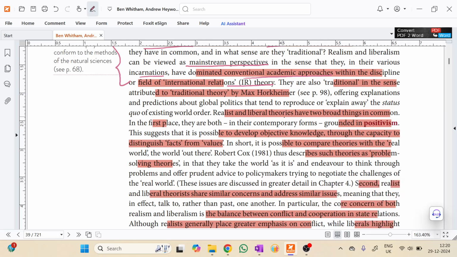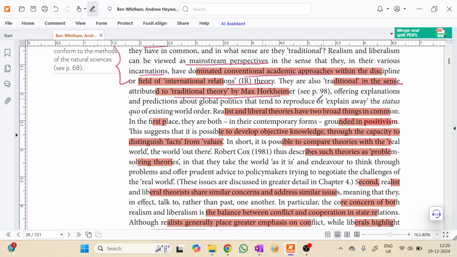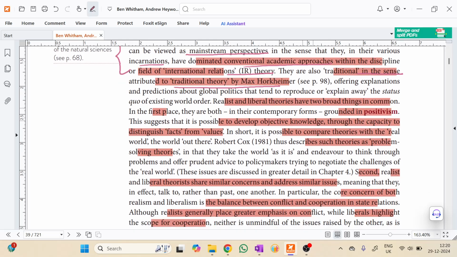They are also traditional in the sense of the traditional theory attributed to them, which was given by Max Horkheimer. Then let's see what is common between both theories. In the first place, both of them in their contemporary forms are grounded in positivism. This suggests that it is possible to develop objective knowledge through the capacity to distinguish facts from values.